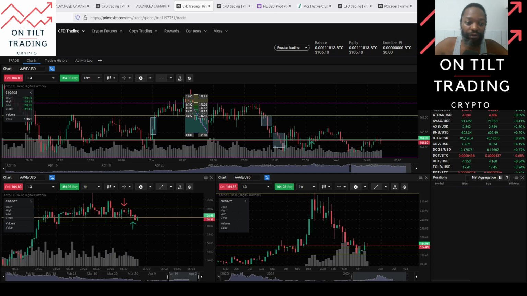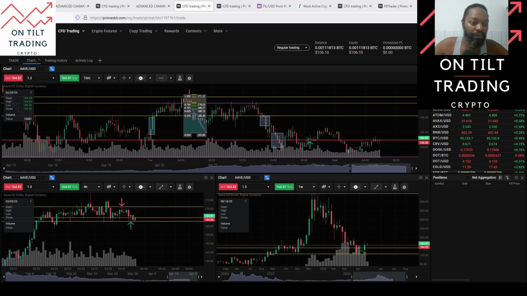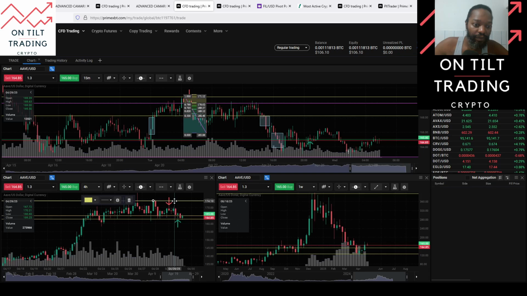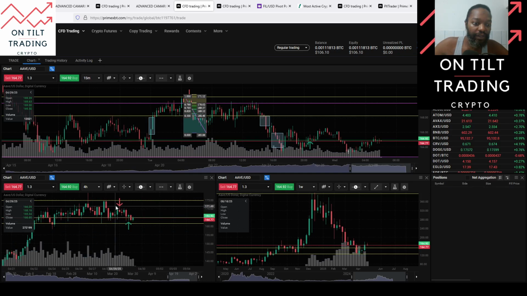We get some pullback here from this level. Here on the 4-hour, actually on the 4-hour, let's make an adjustment here. Okay. So here we have, on the 4-hour, the current strong low, current week high.